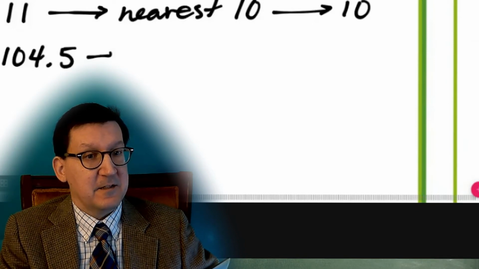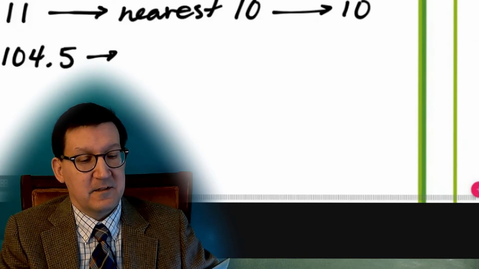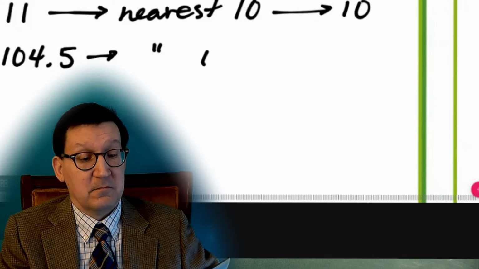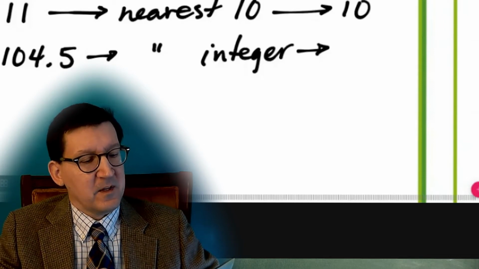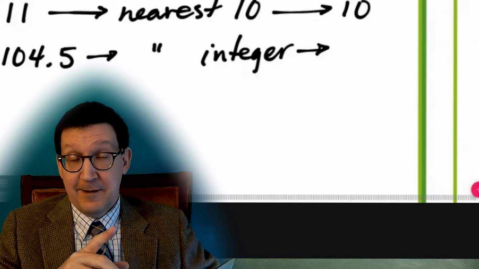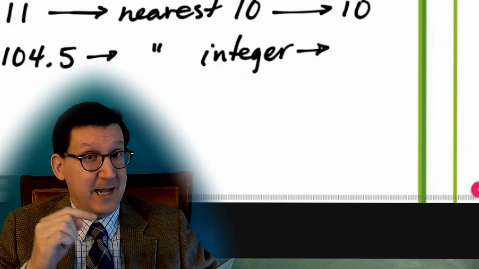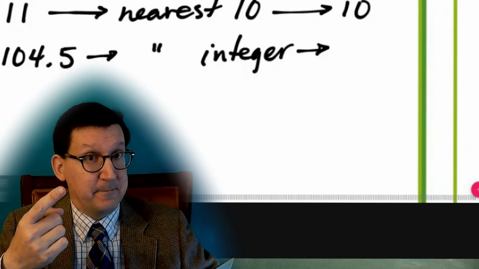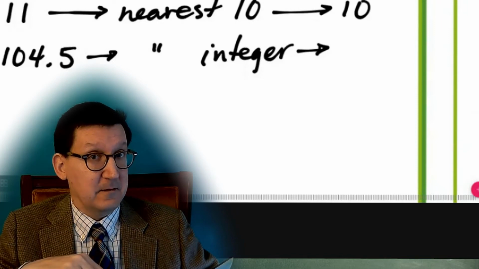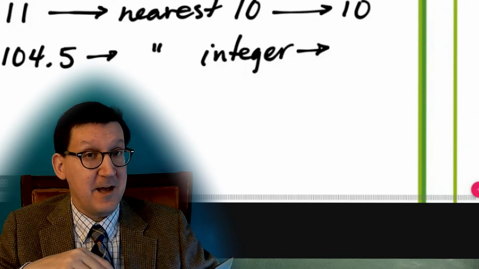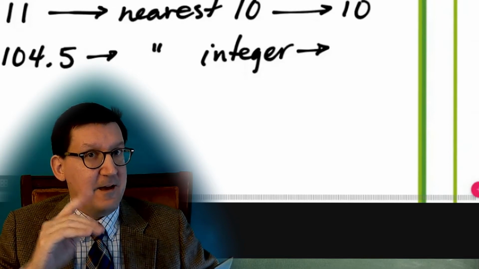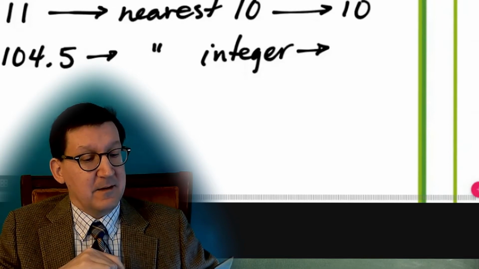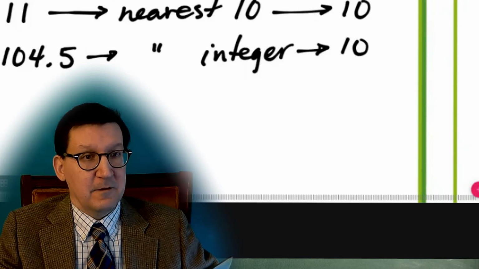Let's round that to the nearest integer. So we're taking 104.5, rounding it to the nearest whole number. And you know the rules for that, right? If it's 1/2 or above, it rounds up. If it's less than half, it rounds down. So 104.5 is right at 1/2, and so since it's right at 1/2, we take it up. So that would round to 105.